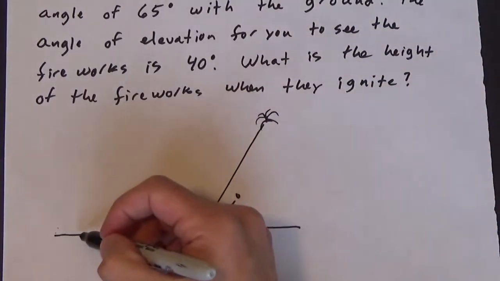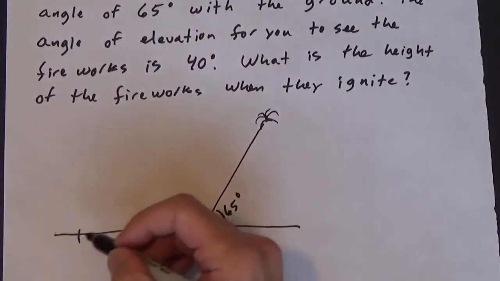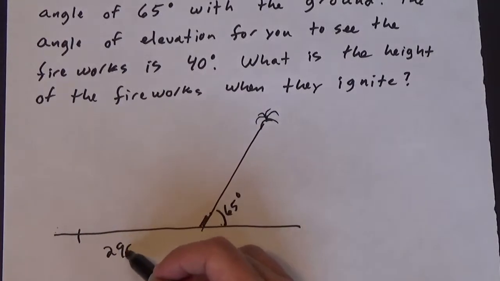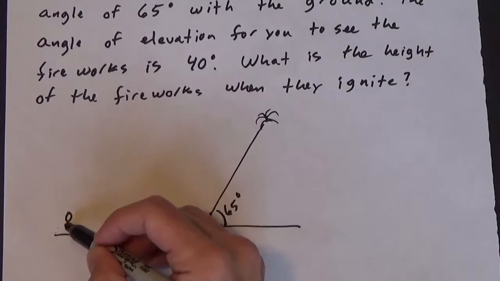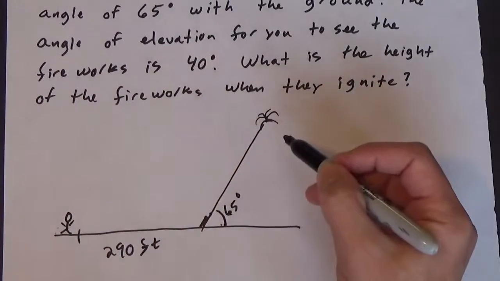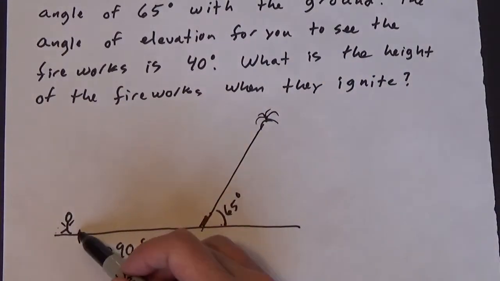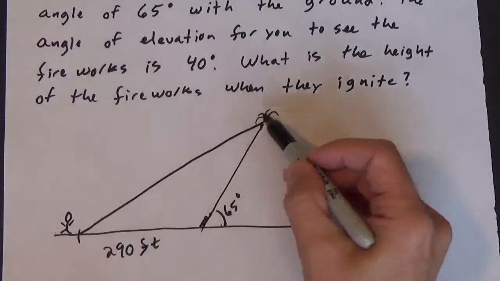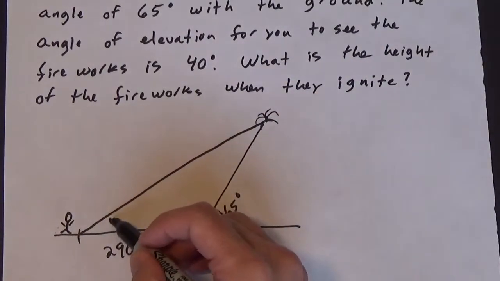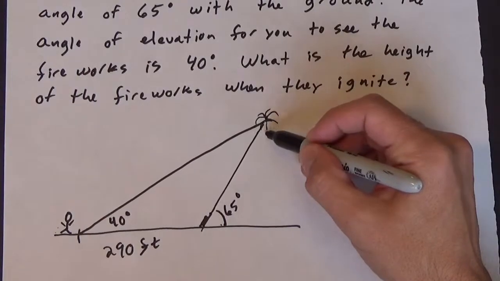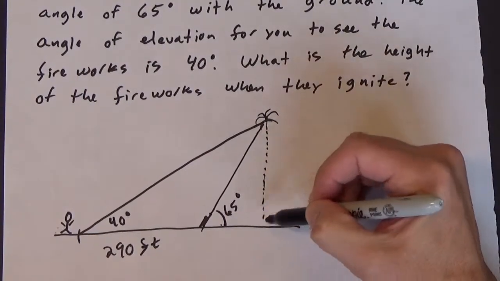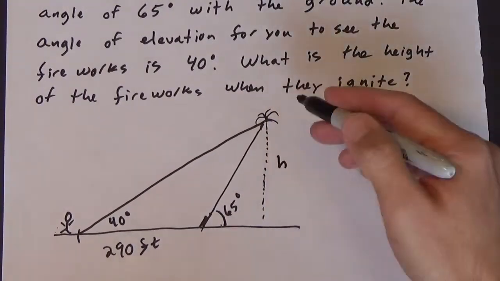Now you're standing behind this 290 feet. And so here you are. And when you're looking at it, the angle of elevation is 40 degrees. So the question is, if I were to draw this down, what is the height? So how high is this?